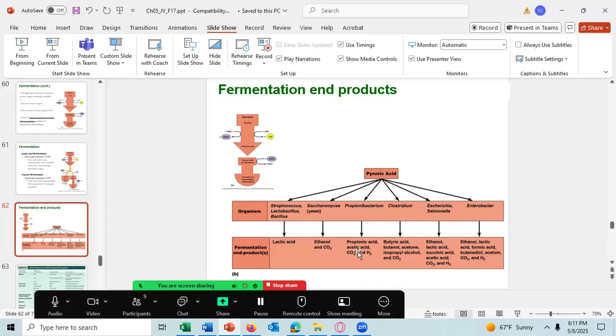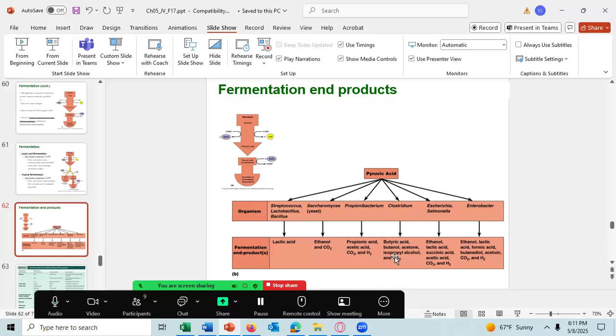Propionic acid, you don't need to know this, but that's another form of fermentation. And this one is the reaction to make Swiss cheese. You can note that propionic acid fermentation creates CO2. The CO2 being given off makes the holes in the Swiss cheese.